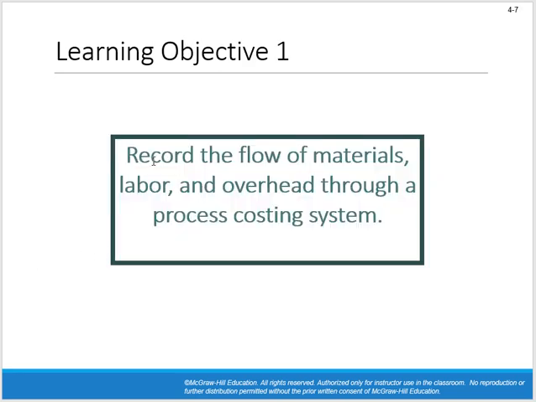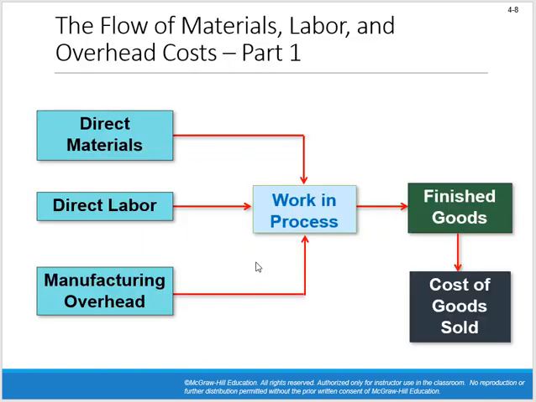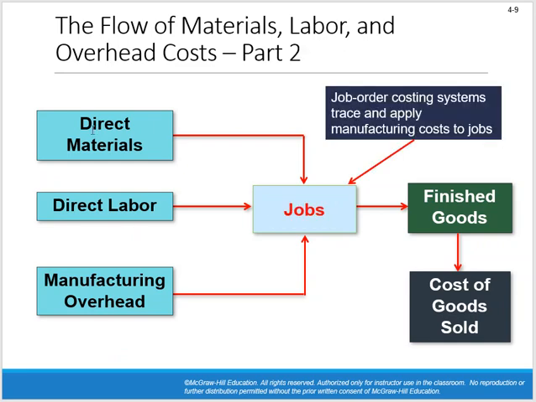So in terms of that flow of materials, labor, and overhead, it should look kind of like this. We're going to take our direct materials, direct labor, and MOH, and they all go into our work in process. That's really not new, right? We've looked at this model before in job order costing. Then we would apply each of it to jobs. So job order costing systems trace and apply manufacturing costs to jobs. When it's done, it goes to finished goods, and then it gets sold.